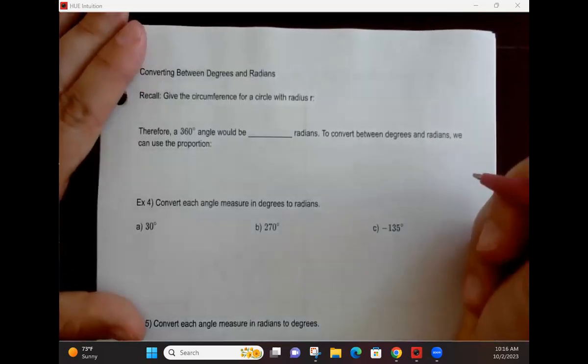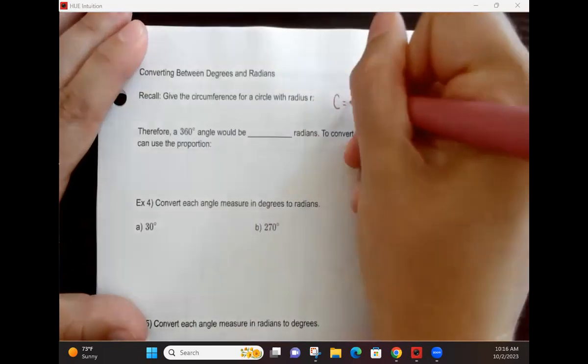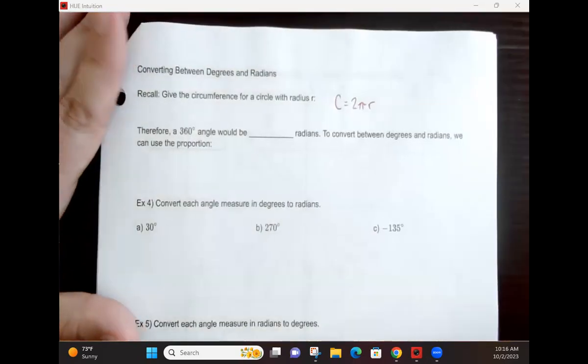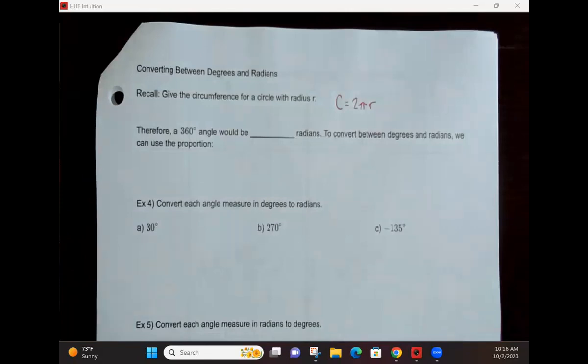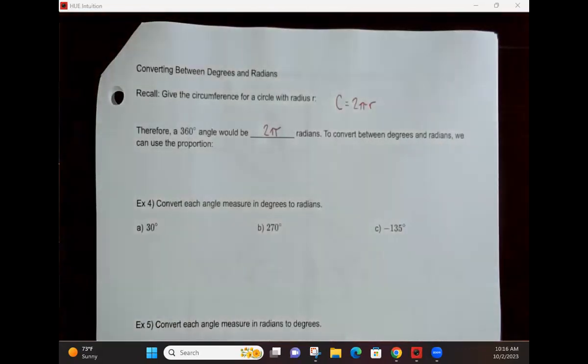But it relates back to circumference, like we talked about just a minute ago. If I have the circumference of a circle, it would be 2 times pi times the radius. So a 360-degree angle would be 2 pi times the radius. That would be just 2 pi radians. It would be a little more than 6 radians because pi is 3 point something, 3.1415, blah, blah, blah. So if we talk about a 360-degree angle, that's 2 pi radians.